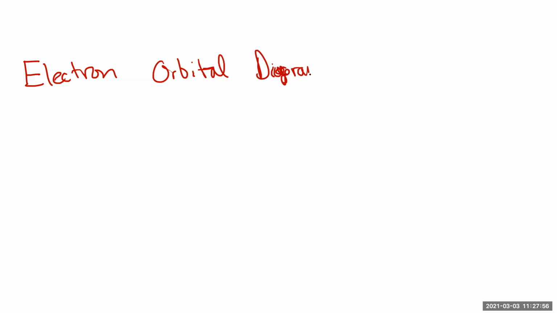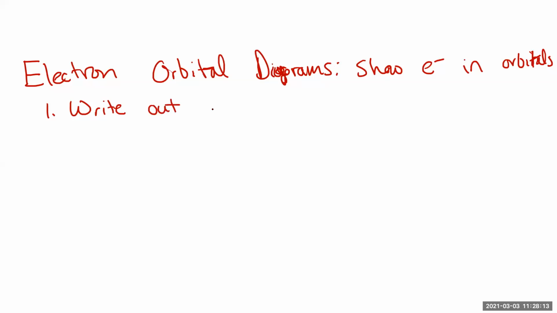Okay, the next brief topic we're going to touch on here are electron orbital diagrams. So what these do is these now show the electrons in their orbitals. Now, the first thing that typically helps is to write out your electron configuration. So let's do this.